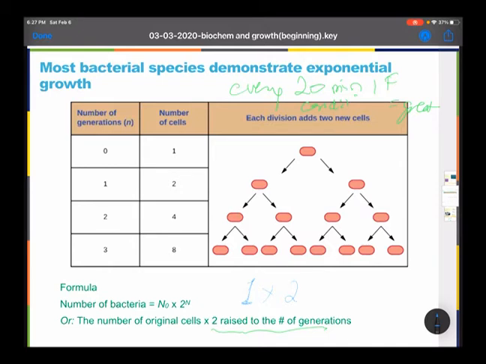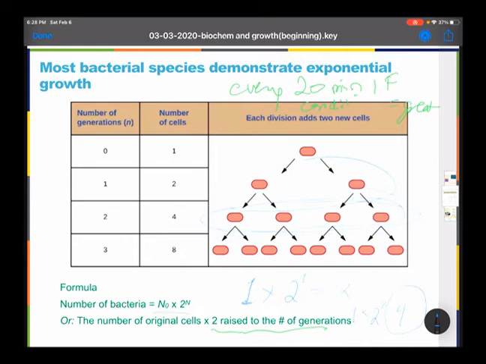How many generations do we have? We have one generation first, and so that would equal 2 cells, and that's what we see here. If we do it for the second generation, we started out with 1 cell. We multiply it by 2 to the number of generations, and so the number of generations is 2. So that would be 4. And so we see 4 cells here. That's correct. So you should know this formula.